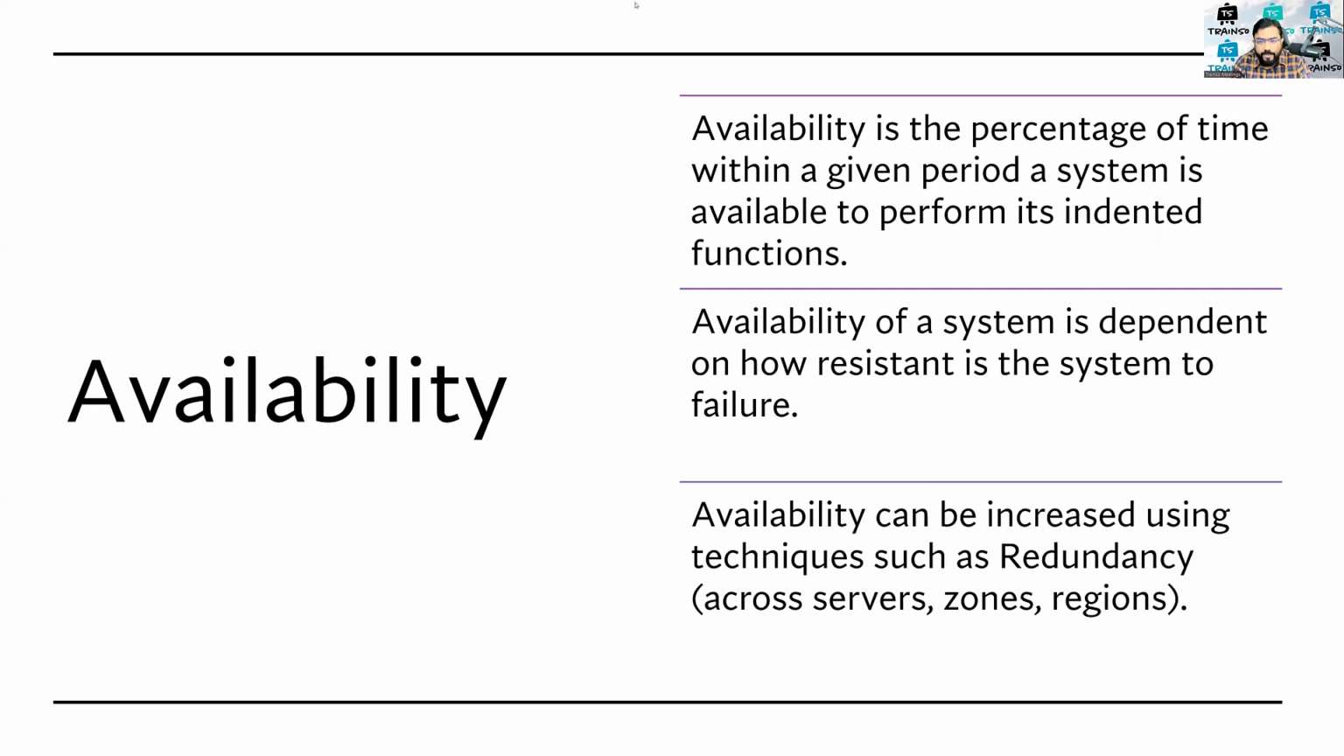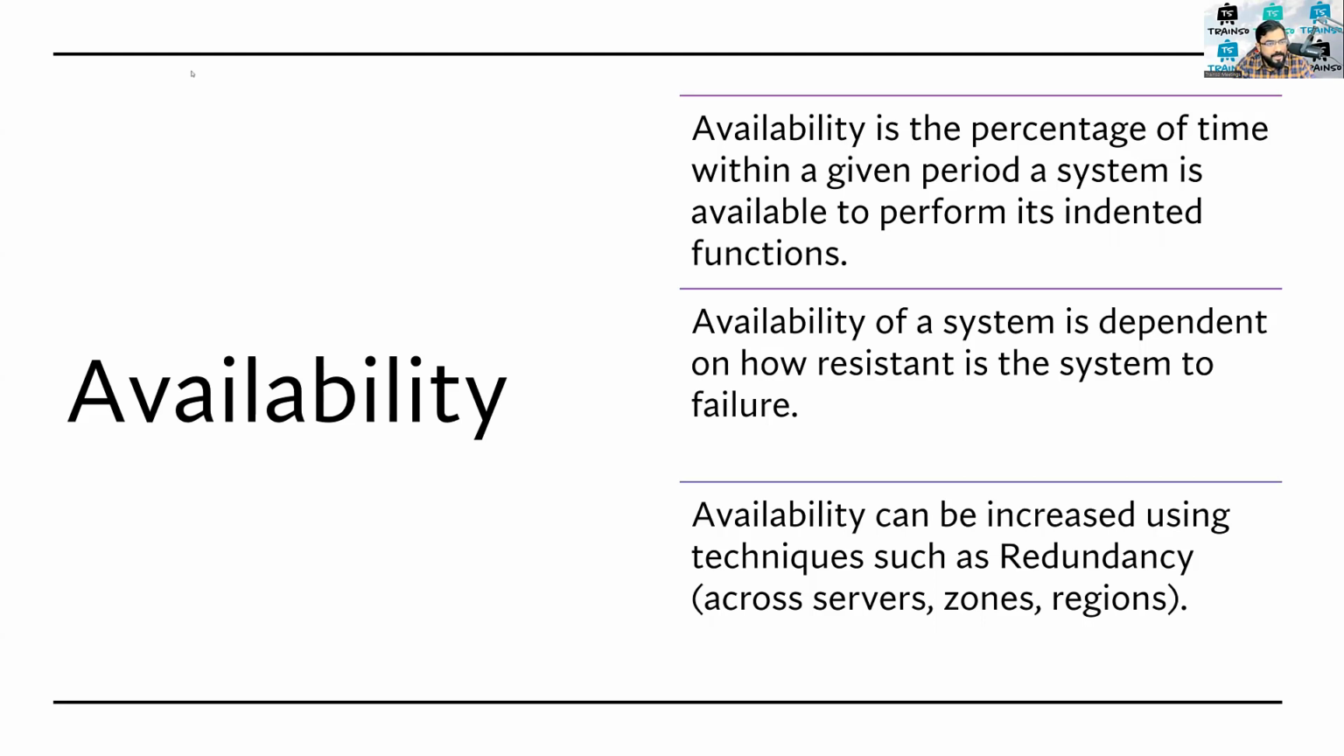Whenever we look into characteristics of systems, availability is one of the most important ones, because if the system is not able to perform its intended functions, then whatever else it does, it does not matter, right? Can you quickly tell me some of the things that can affect availability of a system?